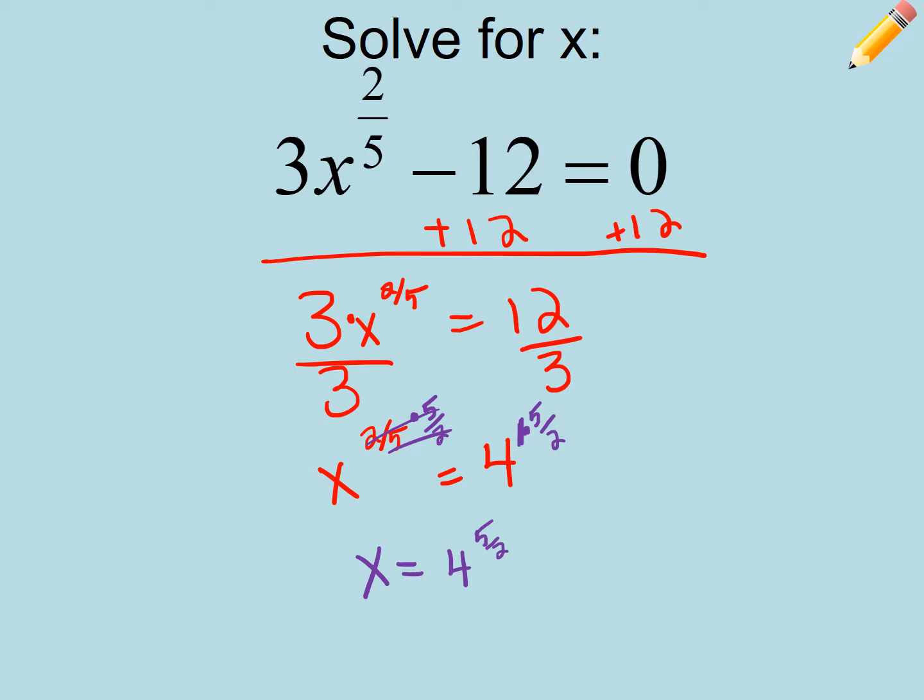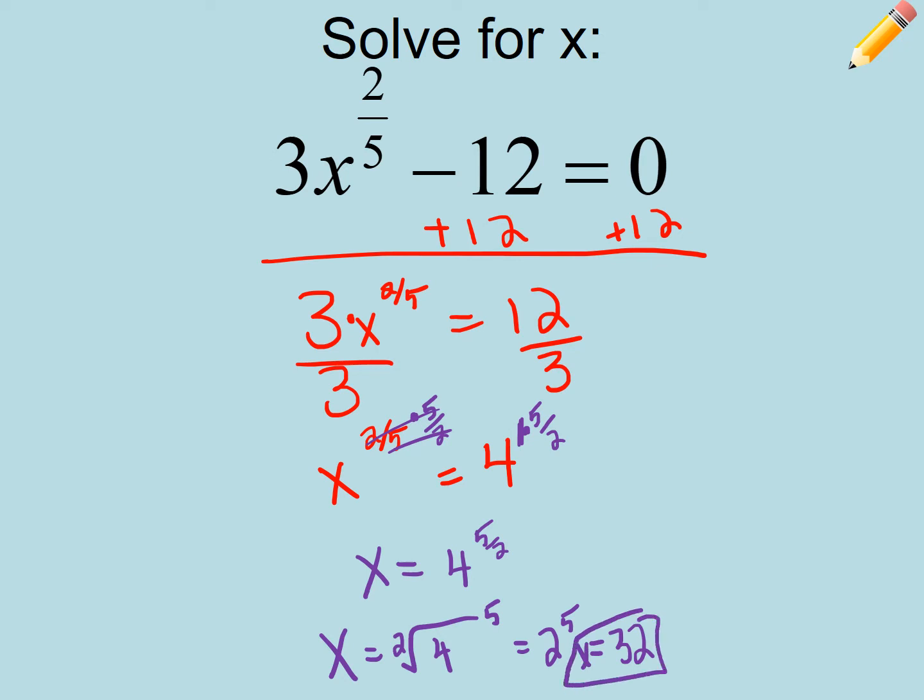But in order to know what 4 to the 5/2 is, well, one, you can plug it into your calculator, or two, you can rewrite it in radical form. So remember, the denominator of that exponent becomes the root, and the 5 becomes my power. So the square root of 4 is 2, and 2 to the 5th is 32. So x is equal to 32.